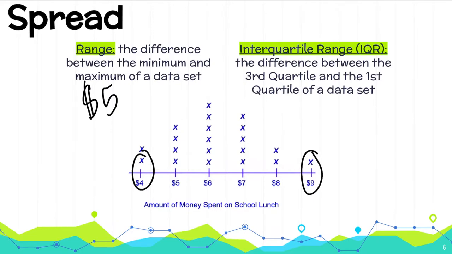And then our second measure of spread is interquartile range. The interquartile range, again, if you remember from last week's lesson, is the difference between the third quartile and the first quartile of a data set. And remember, the first quartile is the median of our lower half of data, or our first half of data. And then the third quartile is the median of the upper half of the data, or the second half of our data. And again, both of these values just help us understand how far apart or close together all of our data points are.